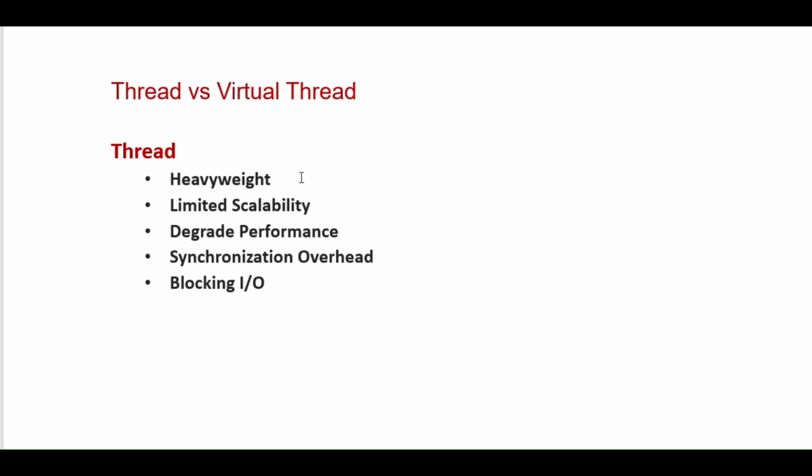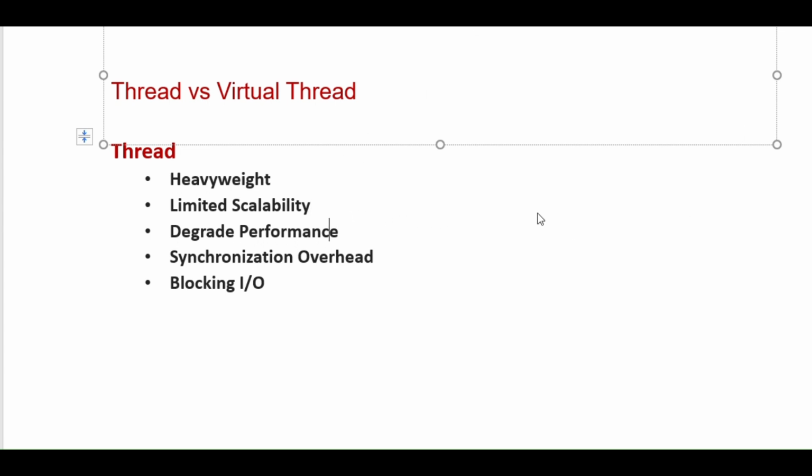So in this video I will talk about thread and virtual threads and what are the key differences between those. As we know, thread and virtual thread both are used in Java applications to manage concurrency, but they differ in the way they are managed and scheduled. So I will quickly jump into the key differences of both.